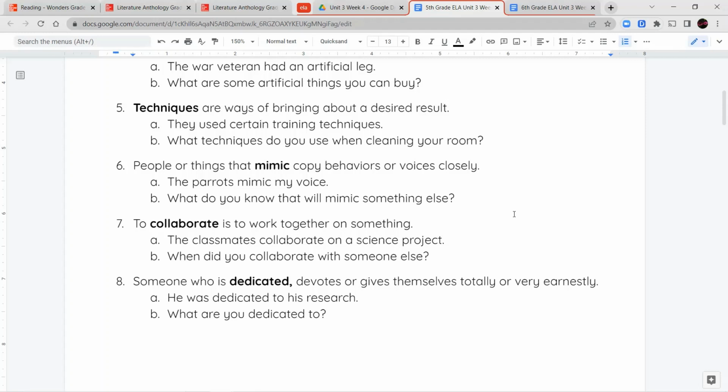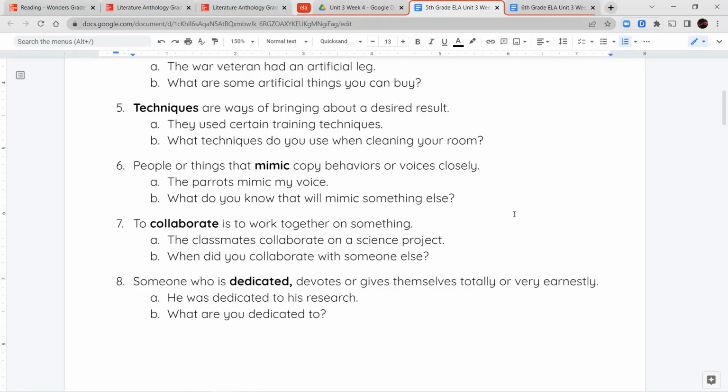People or things that mimic, basically copy behaviors or voices very closely. So when you mimic something or someone, you are imitating them or you are copying them. So a lot of times you'll hear parrots mimic their owners, so they may repeat some of the words their owners say.